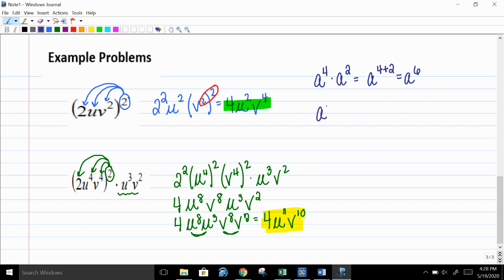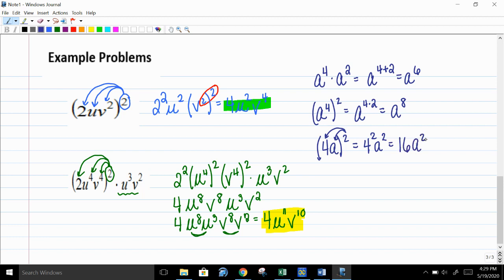The second rule we talked about is when you have a to the fourth to the second. This is a power of a power rule. Exponent high multiply. That would be a to the 4 times 2, which is a to the 8th. And then the last one is where we have a power of a product. So something like this, 4a to the second. That's when we would distribute the 2 to what's on the inside. So I'd have 4 squared times a squared, which would be 16a squared. So this right here just gives you an idea of the 3 rules that we've talked about in a nutshell.